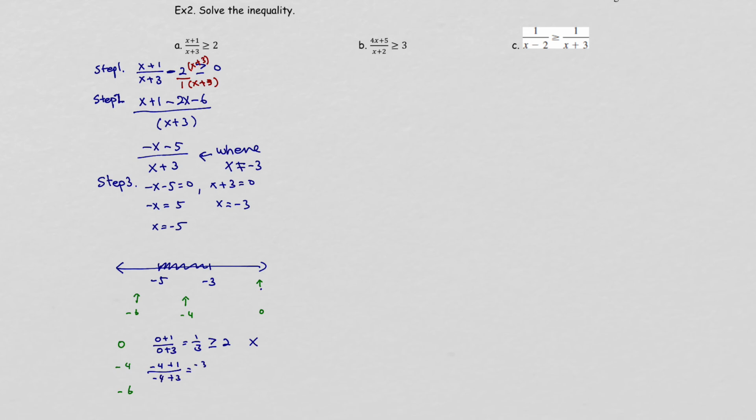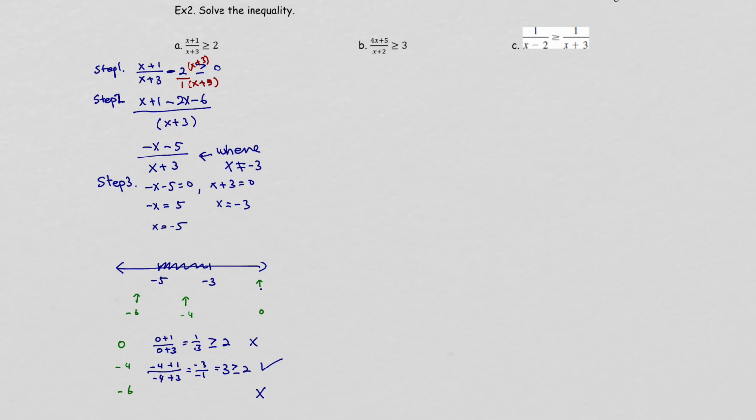That's -3 over -1, that's 3. 3 is greater than 2, so that works. And if you replace it with -6, that will not work. But I'm not going to go that far because I already proved it from the other example. That's how it will work, right?